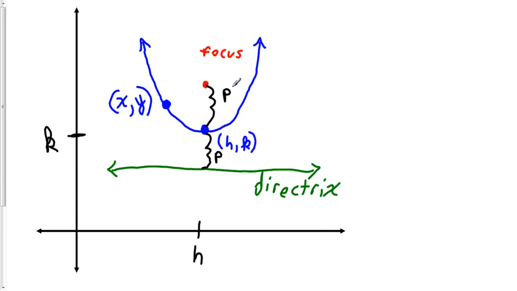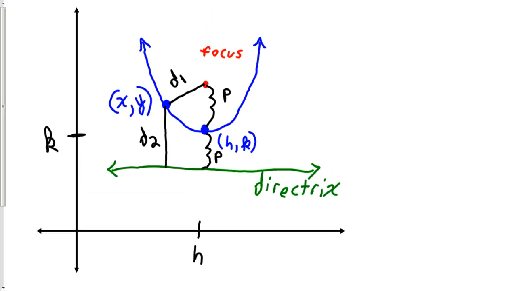All right? And what we're saying here is that this distance here, let's call it d1, in order to fit the definition of a parabola, has to equal this vertical distance here. Let's call it d2. All right? So in order to come up with the equation of a parabola, I'm going to find d1 and d2 and make sure that they equal each other. Well, let's take a look.